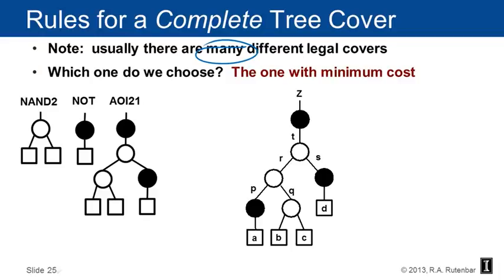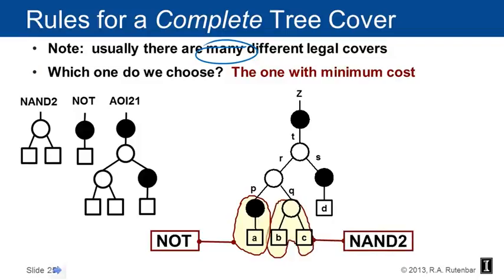So now let's assume that the library has a little more interesting stuff in it. It has a NAND 2, a NOT, and an AOI 2-1, which I'm drawing. And again, the Z tree on the right, ABCD inputs, 3 black circles, 3 white circles, Z at the top, P, Q, R, S, T internal nodes. I can do that same exercise. I could put a NOT gate at node P. That matches correctly. I could put a NAND gate at node Q. That matches correctly. Its inputs are on B and C.